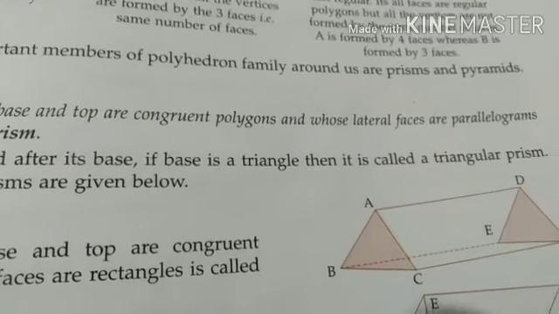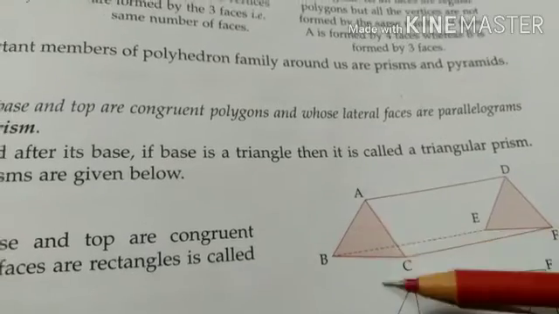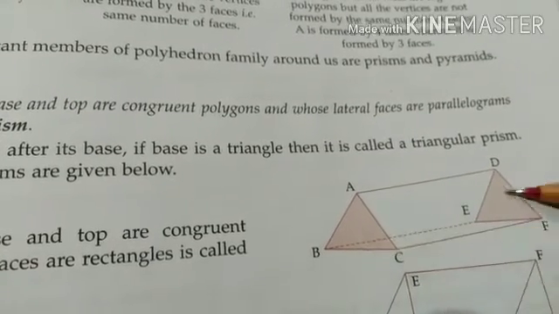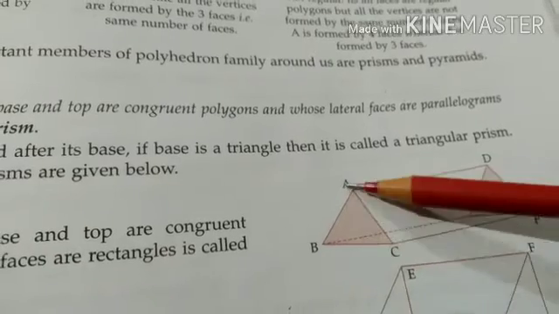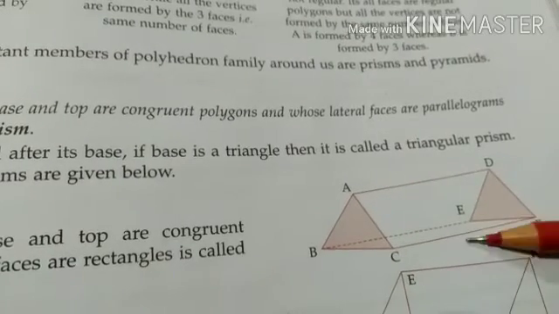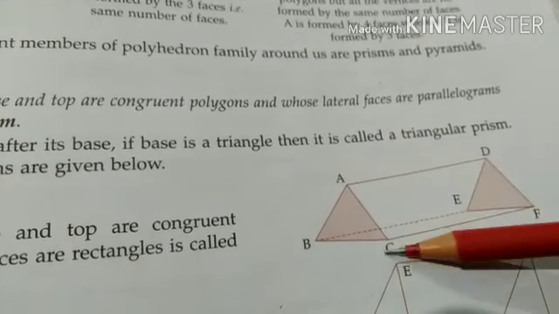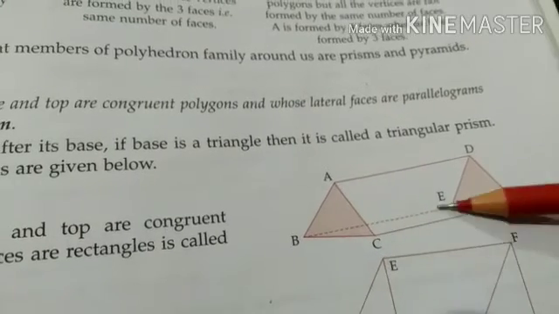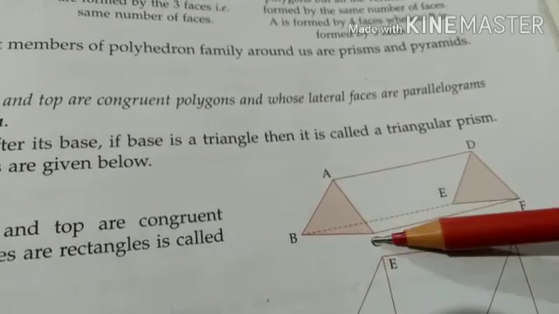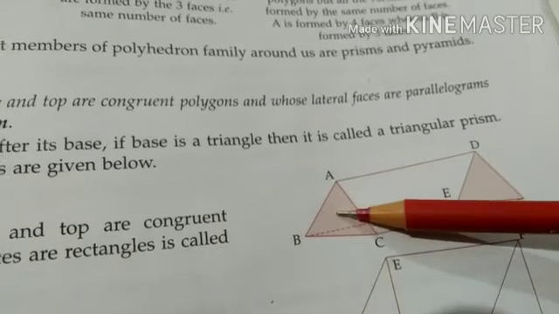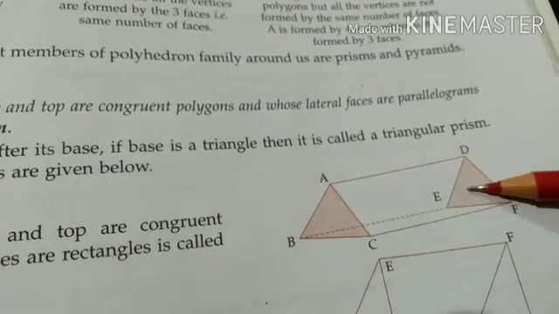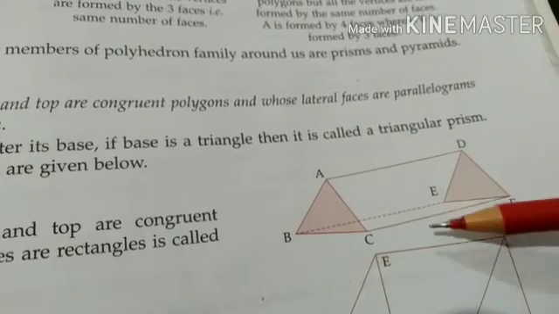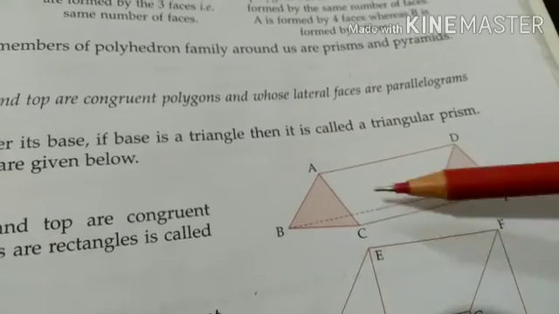Today we will see the prism. As you can see, if this is the top and this is the base, then these are congruent. The values of AB and DE are equivalent. Similarly, AC and DF are equivalent, and BC and EF are equivalent. So we can say the top and the bottom are congruent. And if you see, AD is parallel to CF.